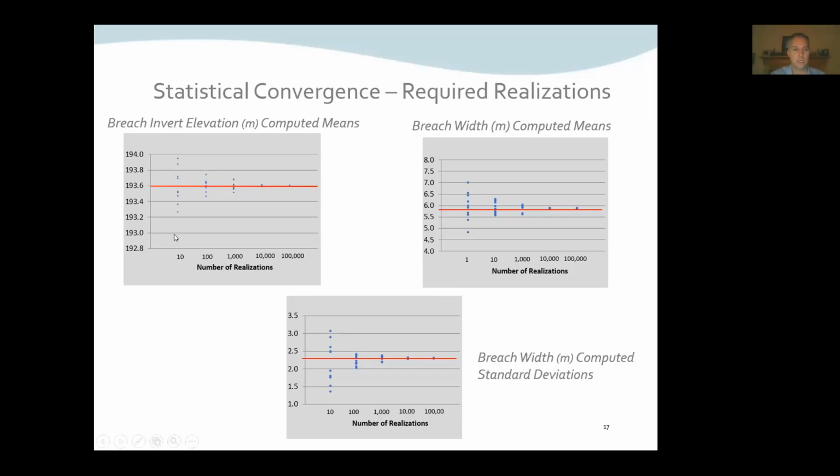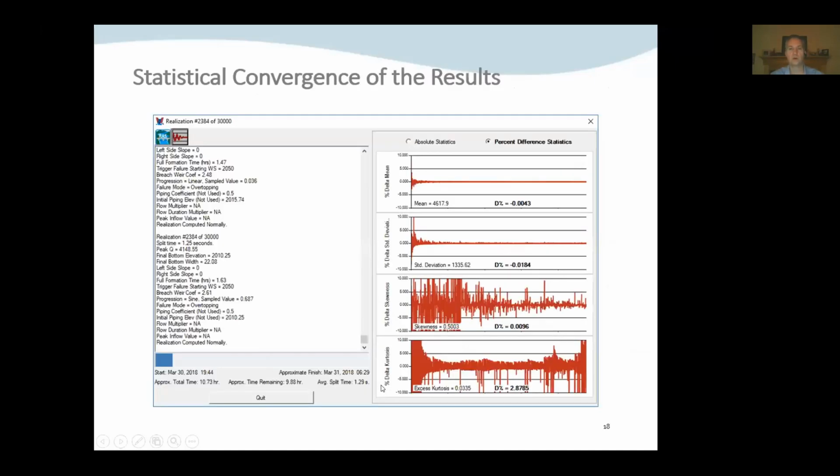And here you can see, if you look at the column for 10, I've got a wide spread of computed means. But the more realizations I run, the more those computed means converge on a single value. You can see the same thing for breach width over here on the right, and even standard deviation shows a similar trend. And here you can see clearly why 10,000 is sort of a magic number. You can also, and should, do this on the results: statistical convergence.